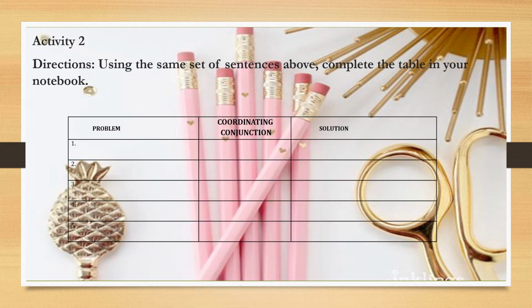For Activity 2, using the same set of sentences above, complete the table in your notebook. So for the first column, you have the problem. Second column, you have the coordinating conjunction. And for the third column, you have the solution.